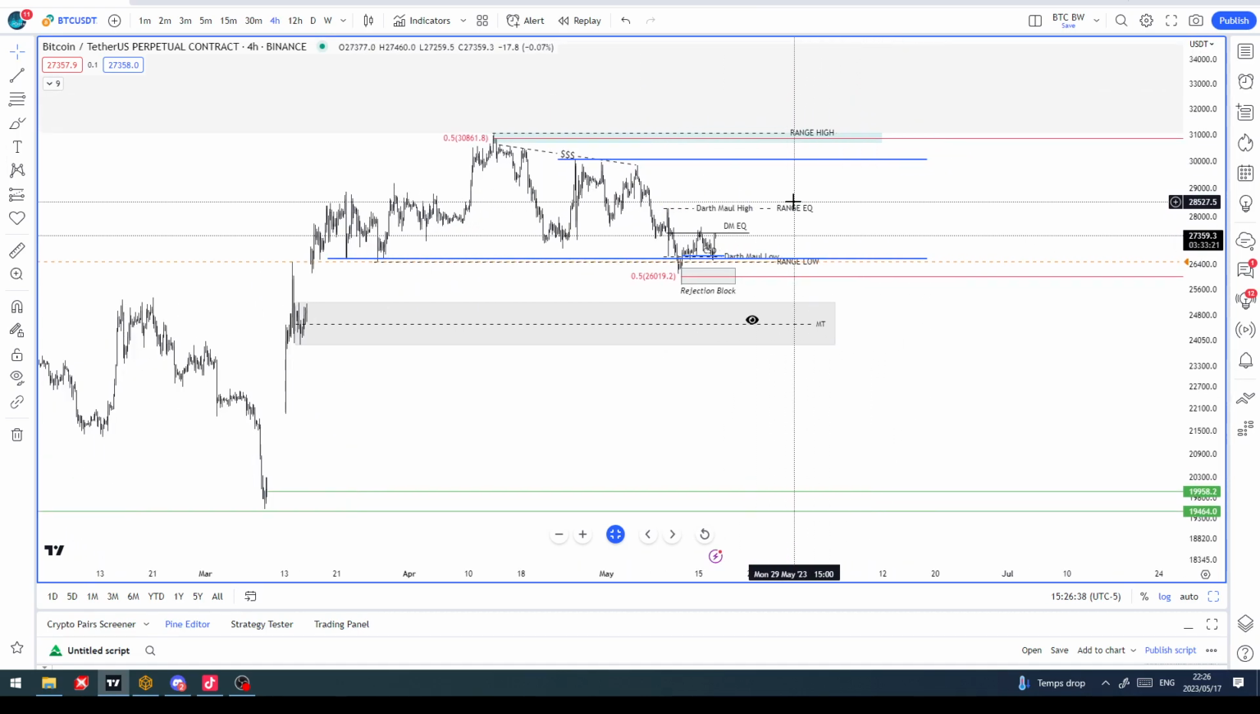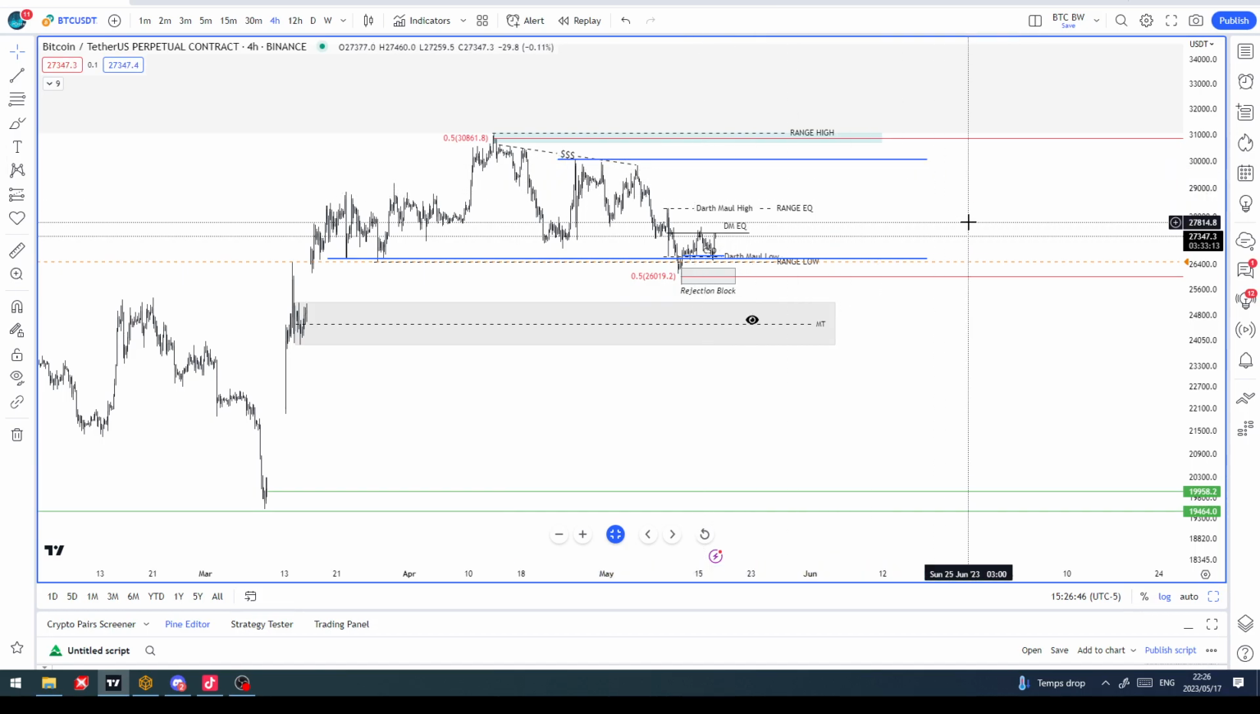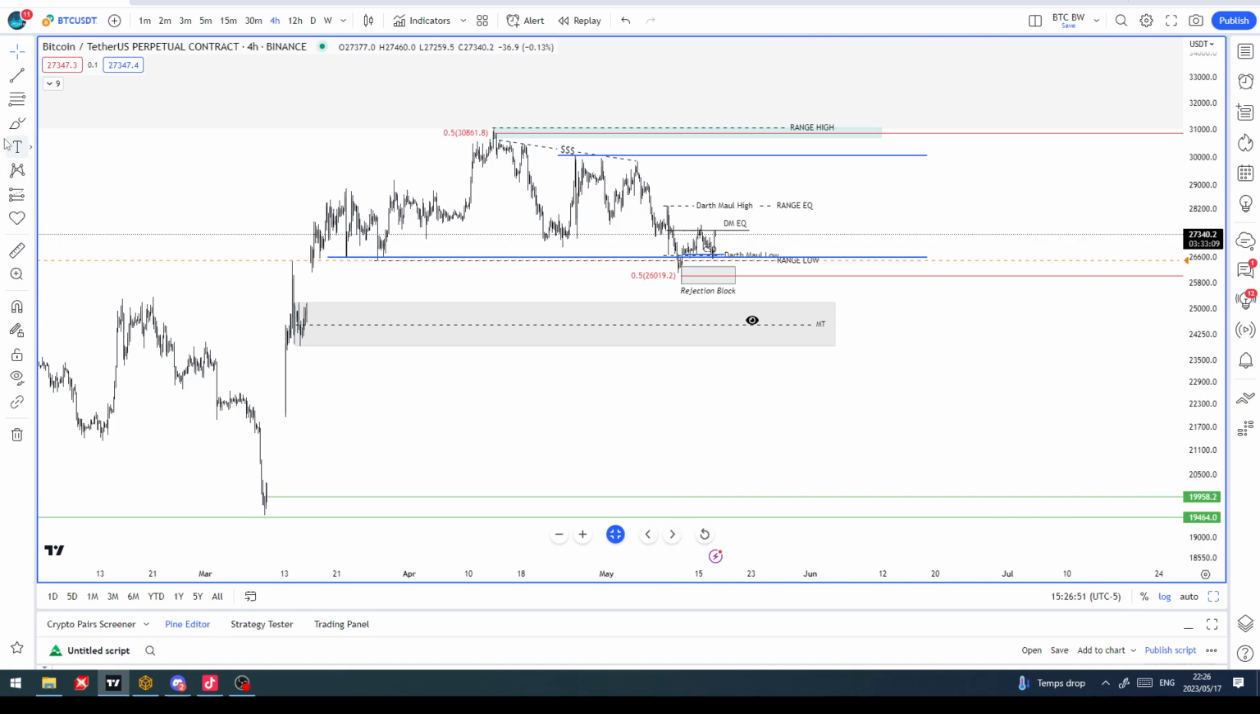If it gets taken, where's the dollar sign, that one. Yeah, that will be an intermediate term high. So if it gets taken, price should be at the highs.